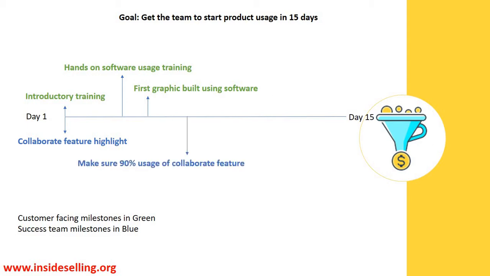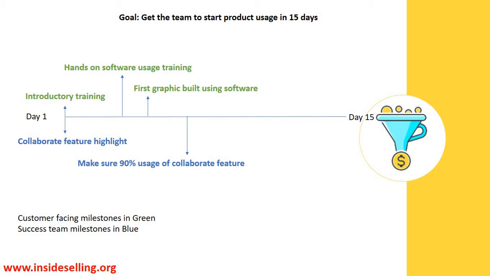Now, there's an internal goal, which is, again, around that collaborate feature, which is to make sure that 90% of usage is happening on that collaborate feature. So if there are 10 users and they're using the product for at least an hour a day, and they're using all the different features, you want at least 9 of them to have used that collaborate feature in that day.